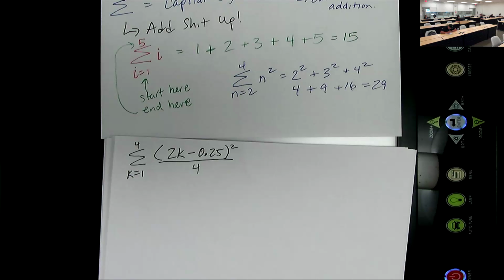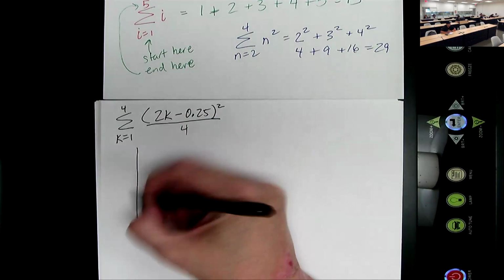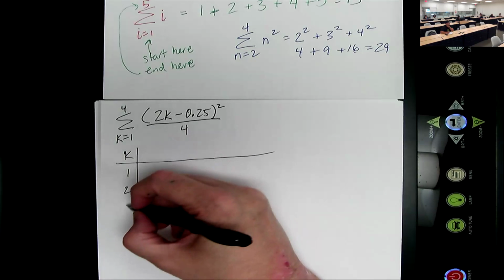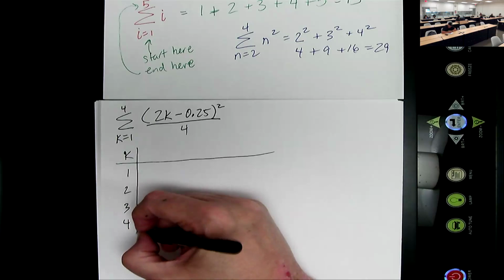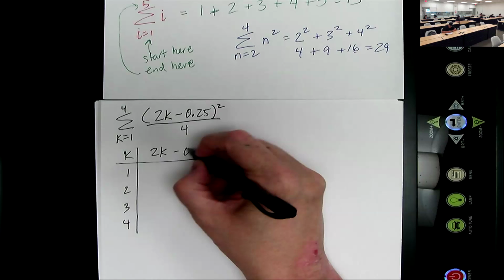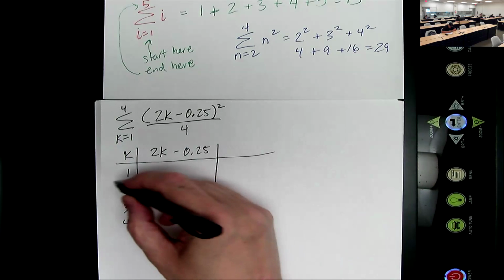It's a pain in the ass problem, isn't it? It's a really big pain in the ass problem if you take a difficult approach. Let me show you guys a good approach to go with. I'm gonna make a column for k: 1, 2, 3, and 4. Then I'm gonna do what 2k minus 0.25 is. Make a column that has that answer in it.